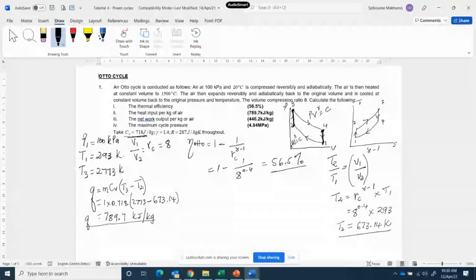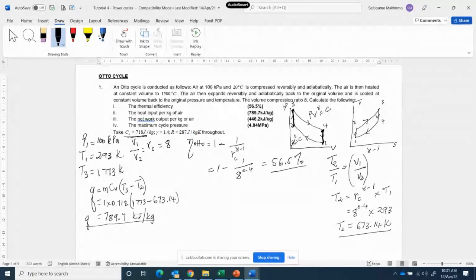Yes. T3 is 1773, not 2773. Oh yeah, sorry about that. Right, but we still get the same answers. I think I made a mistake. So we have an answer for question number 2.